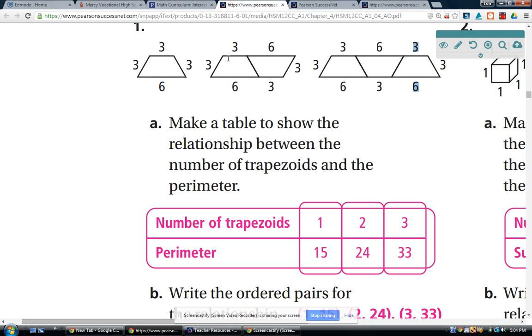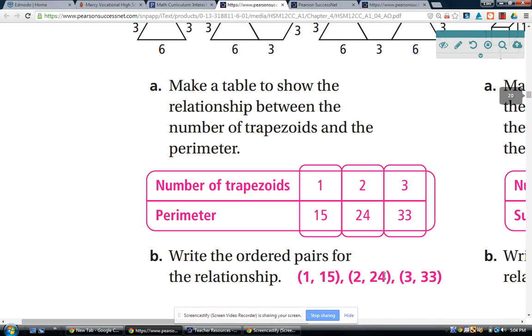If I took the shortcut for the second shape, 9 times 2, there's 2 trapezoids, or there's 2 sets of bases, which are equal to 9, plus the 6 on the outside, it's equal to 24. The third one, if I took the shortcut and I did 9 times 3, or the number of trapezoids, plus 6, I would get 33. So I could do it the long way, or I could take the shortcut.